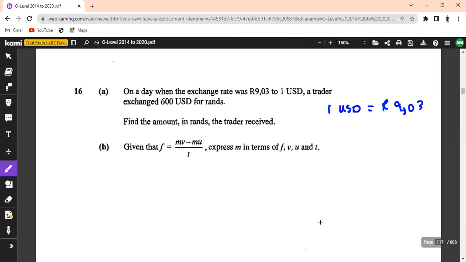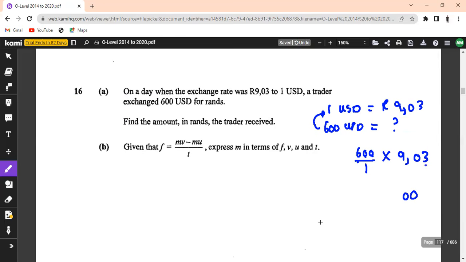And what about 600 US dollars? So 600 US dollars for that particular transaction is going to be 600 over 1. Remember, what you need over what you are given. So 600 over 1 times 9,03. So multiply properly here, that's 0, 0, 0. So you're going to have 0, 0.